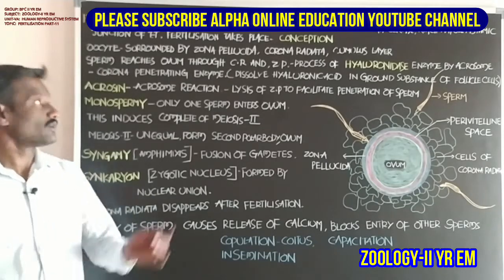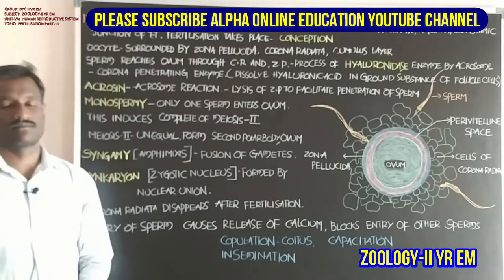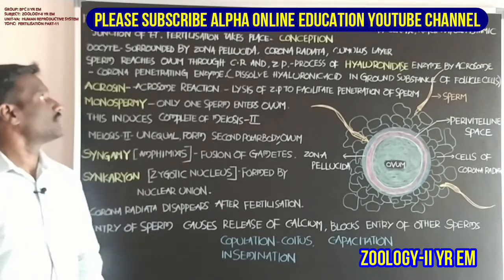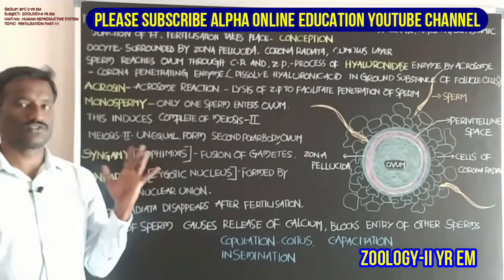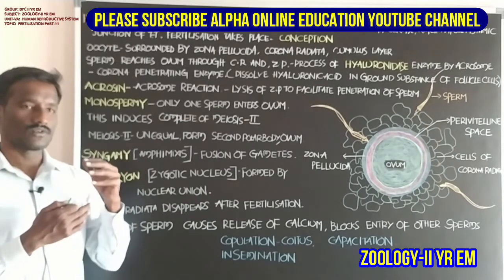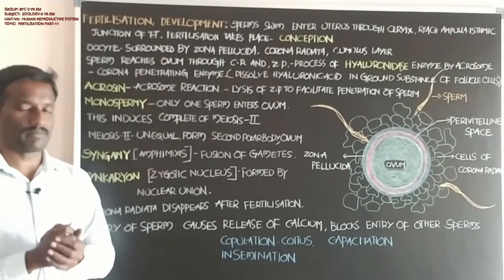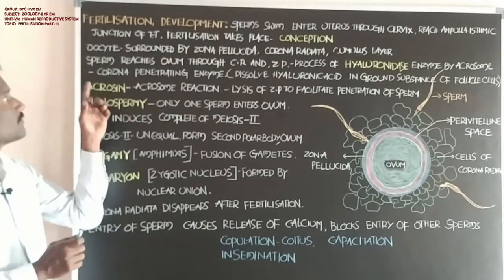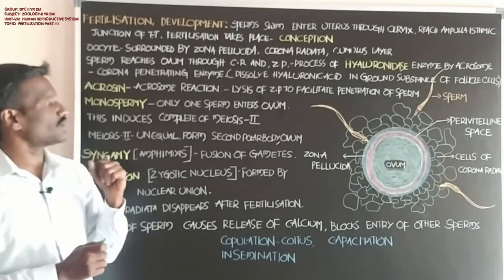Students, now we discuss fertilization and development. What about fertilization, students? After fertilization, the zygote goes through gradual development. Okay, what about fertilization, students?